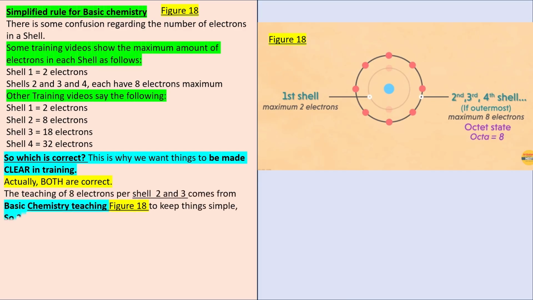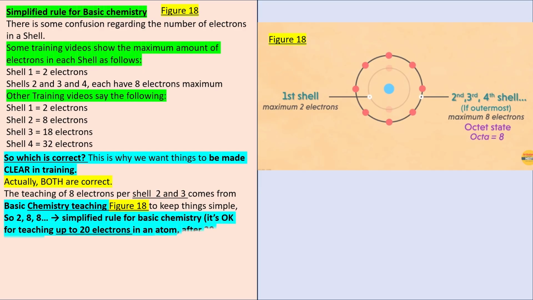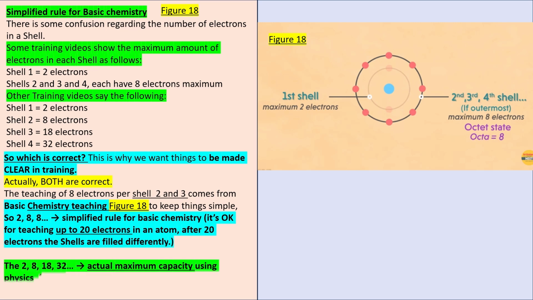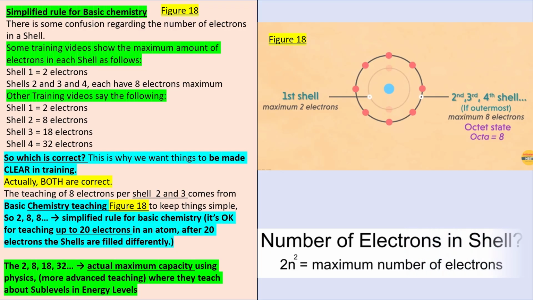Actually, both are correct. The teaching of 8 electrons per shell 2, 3, and so on comes from basic chemistry teaching, figure 18, to keep things simple. So 2, 8, 8, and so on. Simplified rule for basic chemistry is okay for teaching up to 20 electrons in an atom. After 20 electrons, the shells are filled differently. The 2, 8, 18, 32 actual maximum capacity used in physics is more advanced teaching, where they teach about sub-levels in energy levels. We will learn more about that 2n squared in a moment.